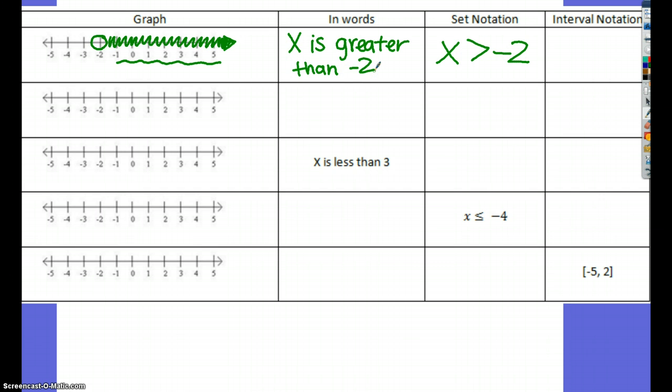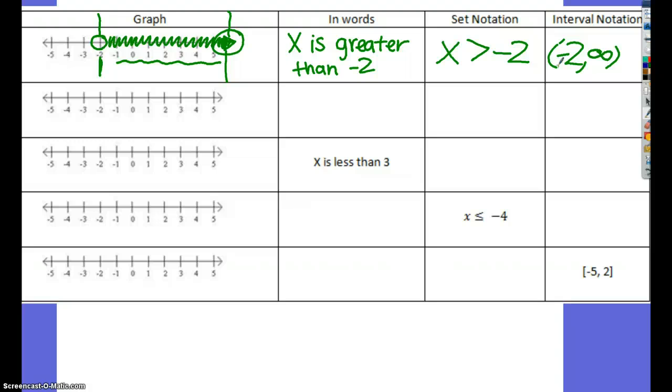Interval notation, remember, is you just come across from the left. What is the smallest number and what is the biggest number? So in this case, we have -2. And because there's an arrow, that means it's going to keep going. So we're going to have -2, infinity. And in this case, they're both going to be parentheses because you can't equal infinity and the -2 is open.